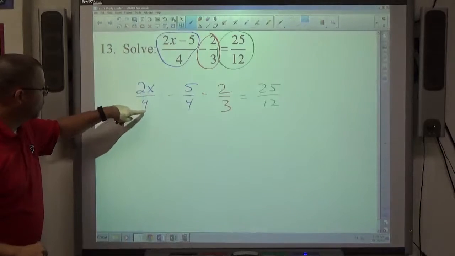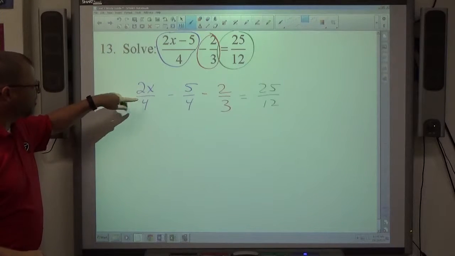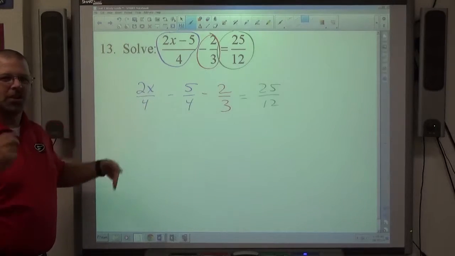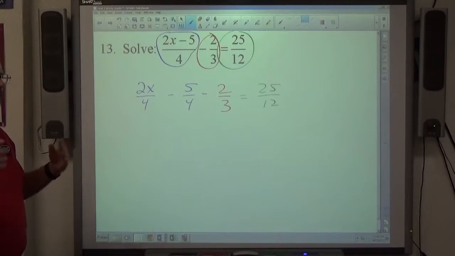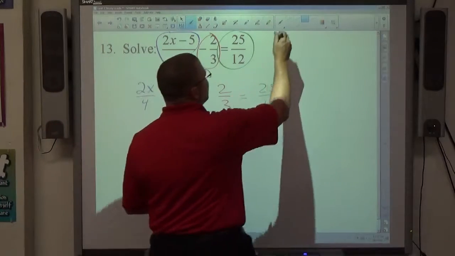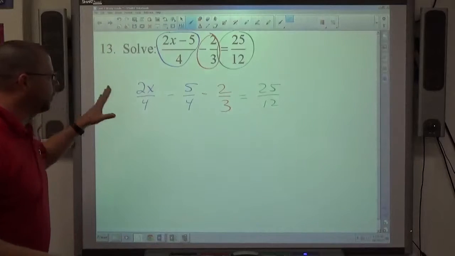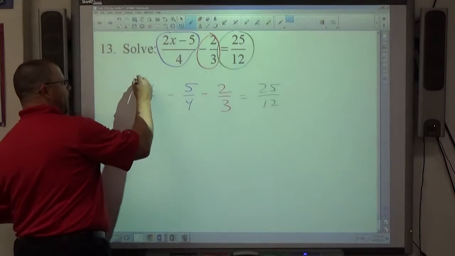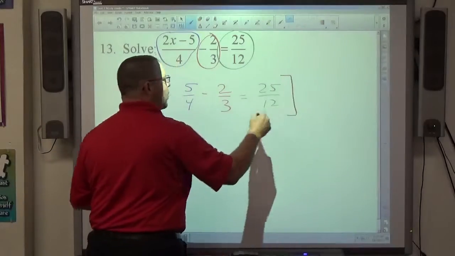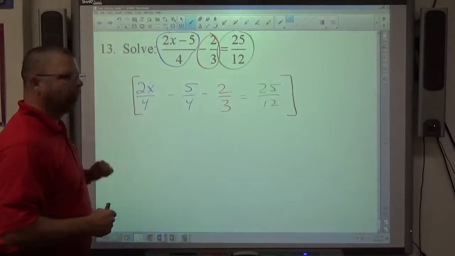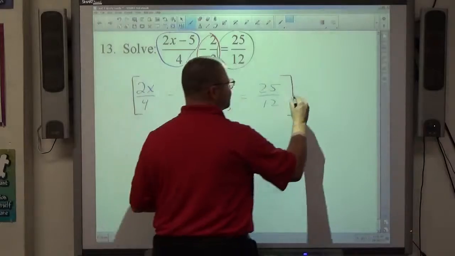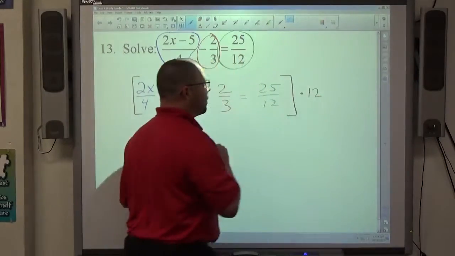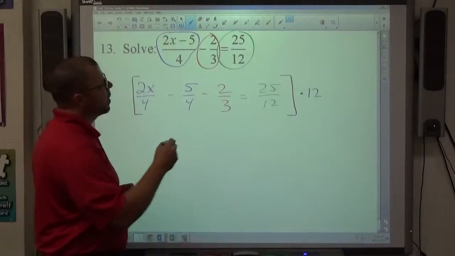2x over 4, the 2 and the 4 reduce to 1/4, but this has to stay 5/4. There's no real benefit in reducing that to a half, so it's fine to just leave it as 2/4. Very seldom does it help to reduce one of these fractions if they don't both reduce, so don't get hung up on that. If I look at all the fractions, 12, 3, 4, 4, the least common denominator is 12.